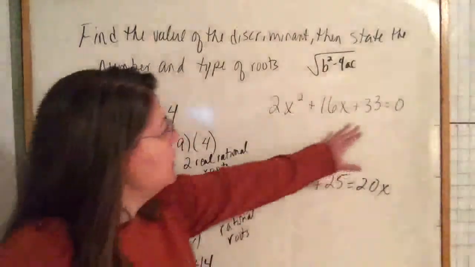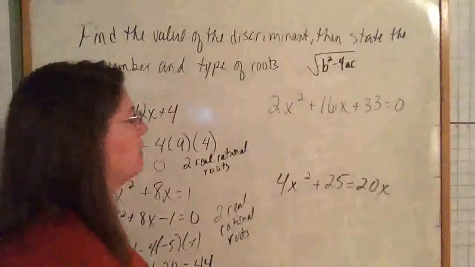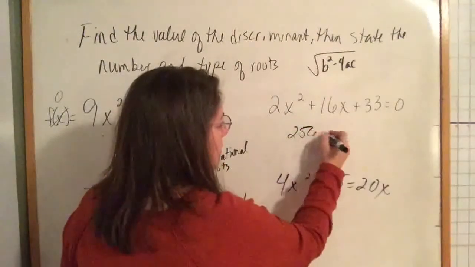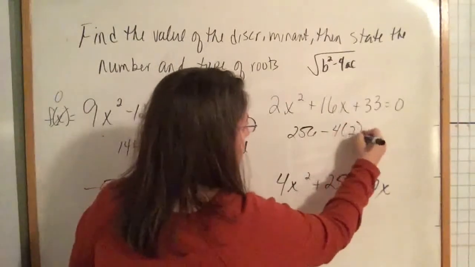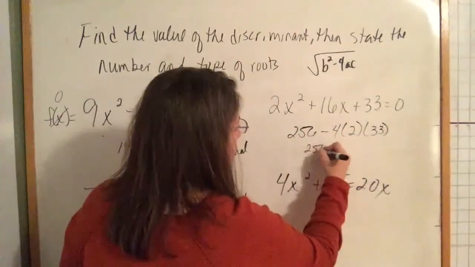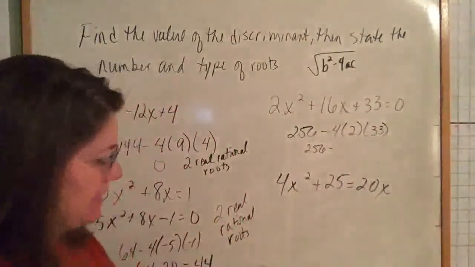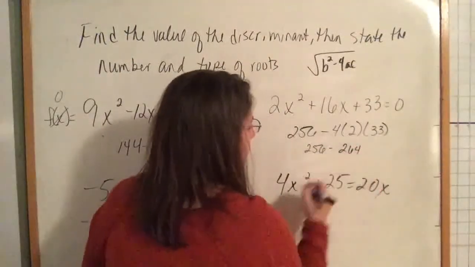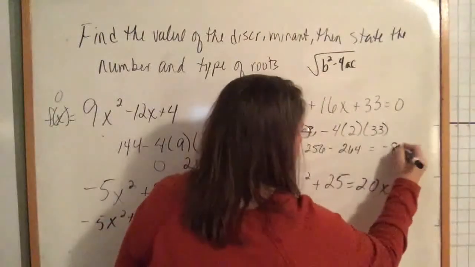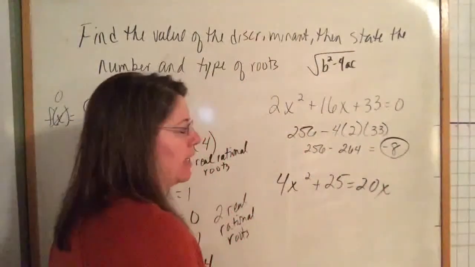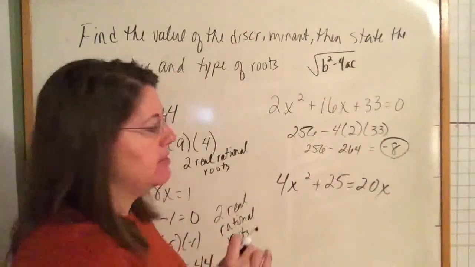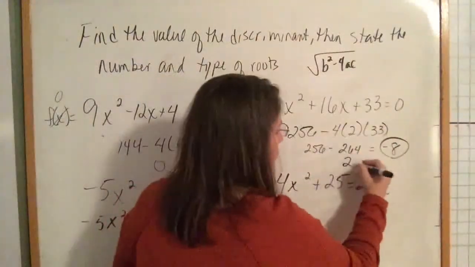It's already set equal to 0, so that's a little bit easier. b squared, 16 squared is 256 minus 4 times a times c. And so we end up with 256 minus 264. So when we subtract those, we end up with a -8 underneath the radical. If we have a negative underneath the radical, that just means that we have 2 complex roots.